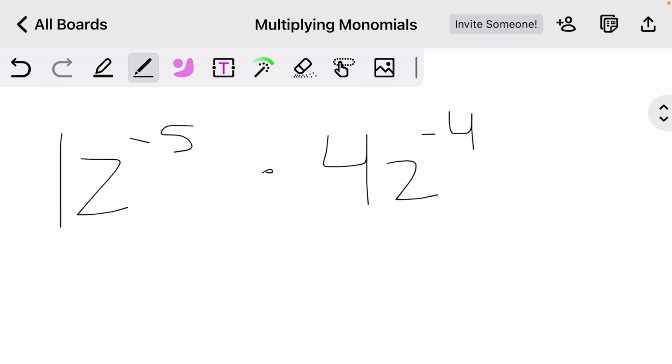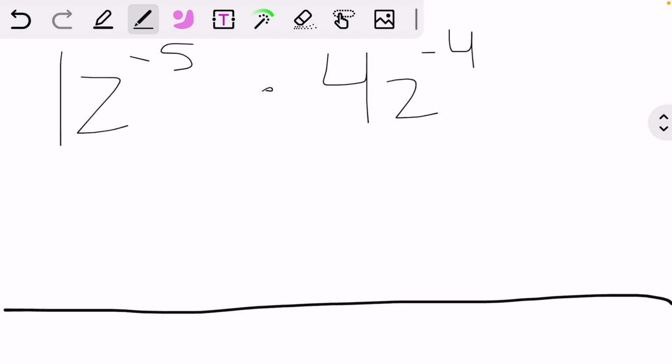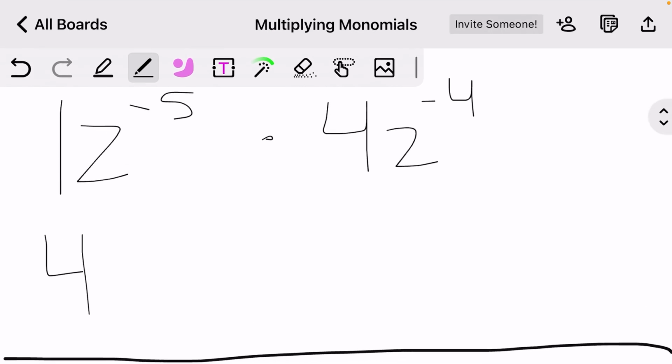But so there's a 1 in front of this z. And so now we got both of these monomials in standard form. So the first step is to multiply the two coefficients, which is 1 and 4. And so that's just going to be 4. We got 1 times 4.